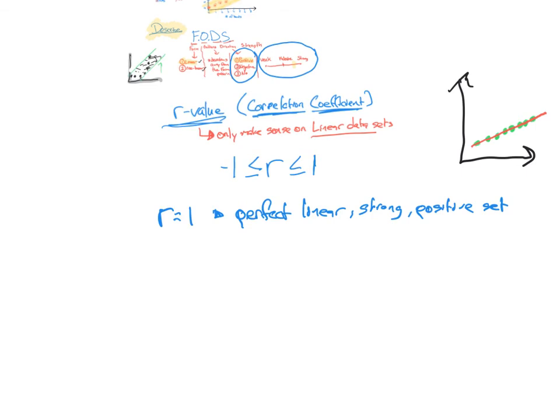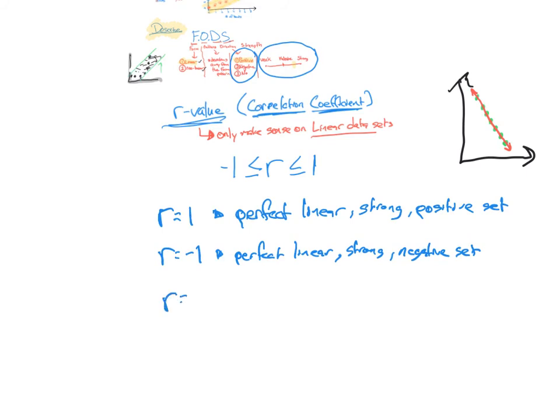All right, so let's do an R equals -1. That is going to be a perfect, linear, strong, negative set. So it's just going to be going in a negative direction. It doesn't matter how sharp a negative or positive; the R value doesn't tell you that. But I could set a line and it would touch every single point. That would be a -1, moving in a negative direction.